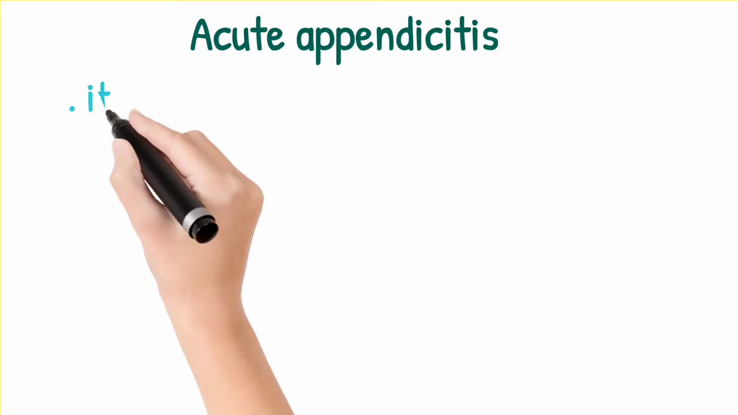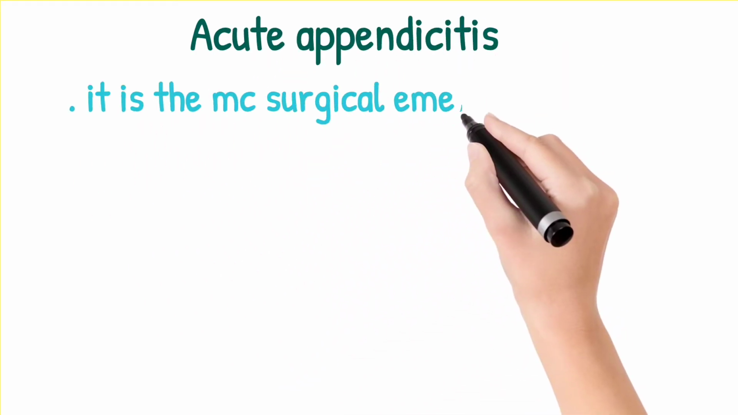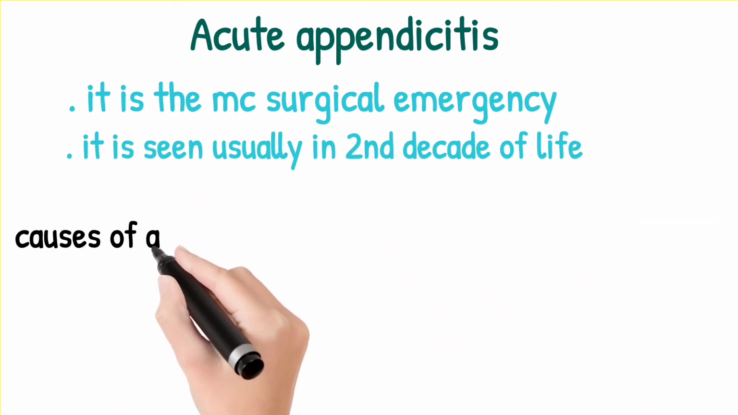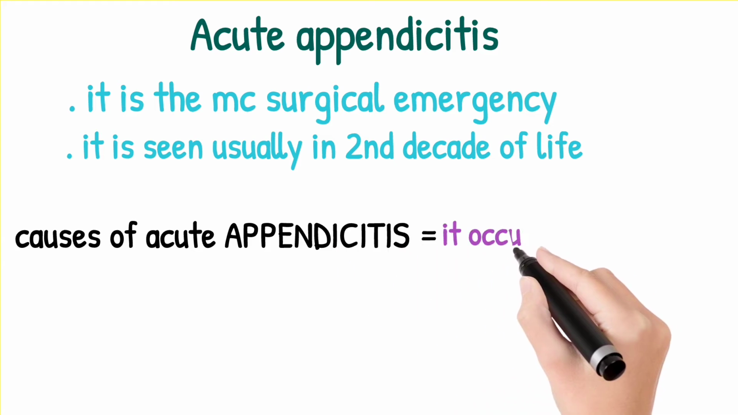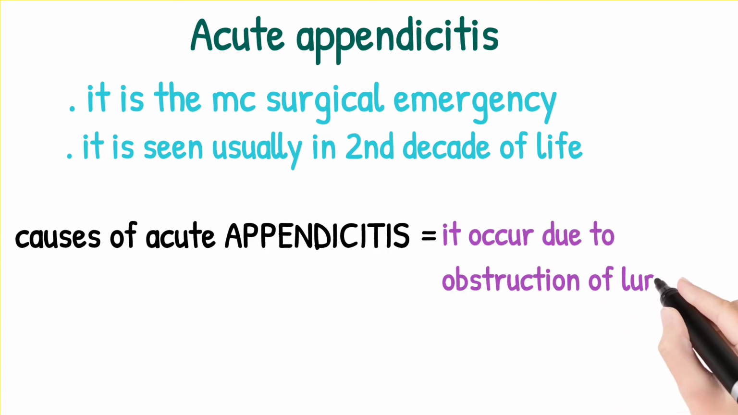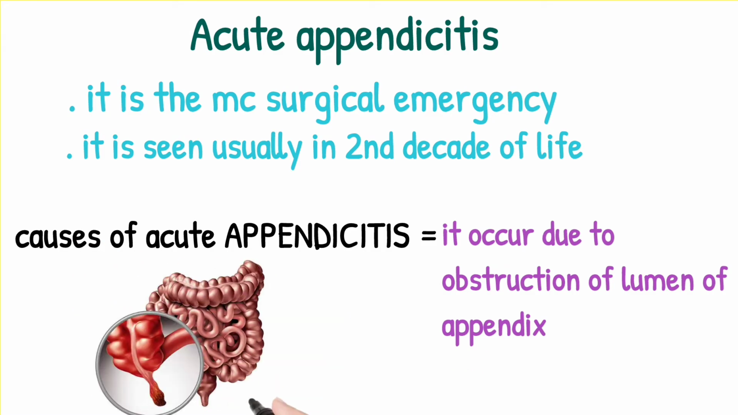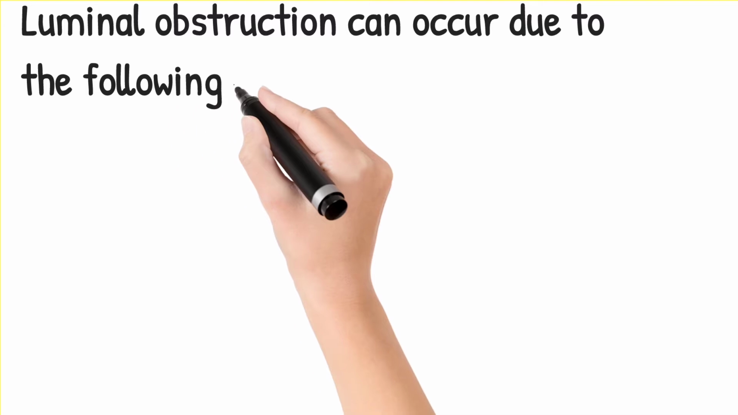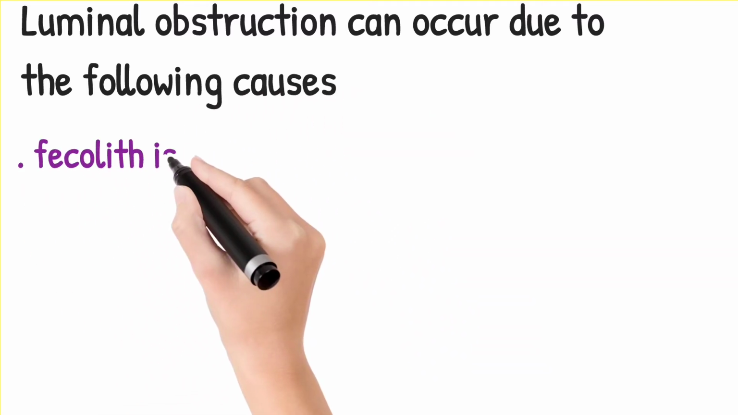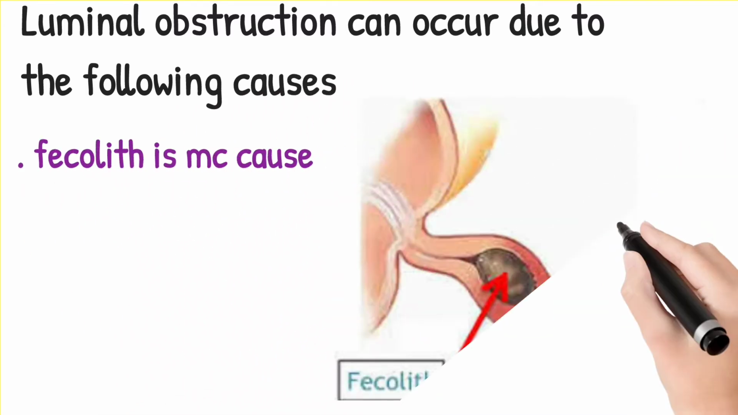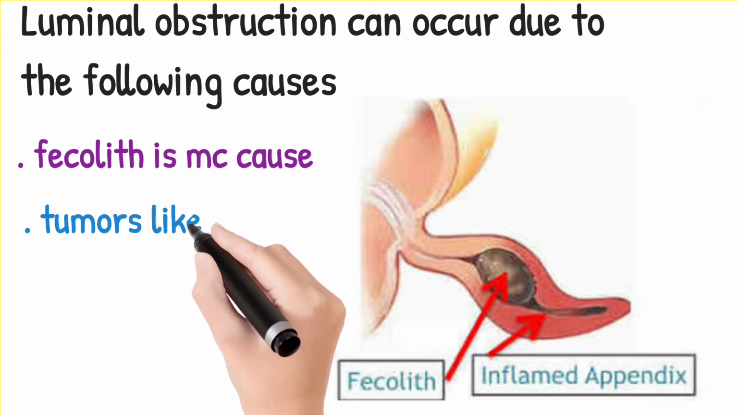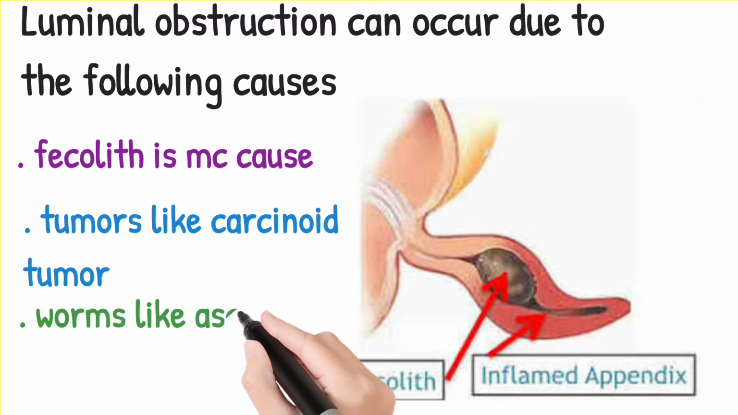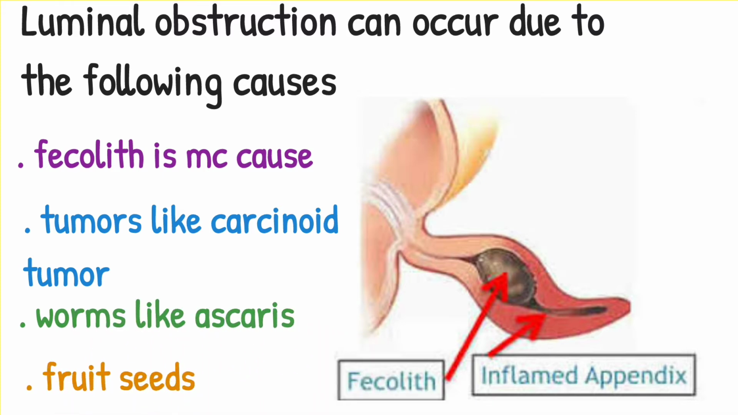Acute appendicitis. It is the most common surgical emergency worldwide. It usually presents in second decade of life. Causes of acute appendicitis. It occurs due to obstruction of lumen of appendix. Now, luminal obstruction can occur due to the following reasons, where most common cause is fecolith. Other causes can be carcinoid tumor of appendix, worm infestation like ascariasis, or sometimes fruit seeds.